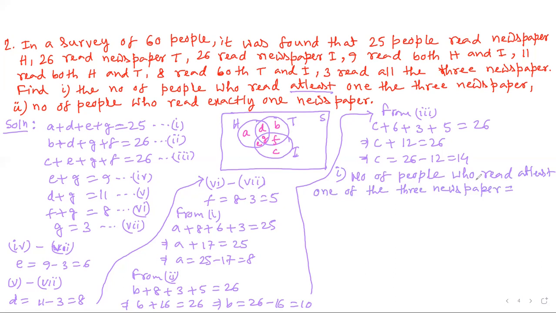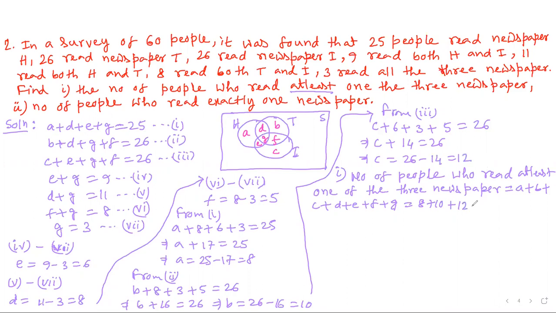So the number of people who read at least one of the three newspapers means you have to calculate H union T union I. That means A plus B plus C plus D plus E plus F plus G. Now put all the values. A is 8, B is 10, C is, just 1 minute, here one calculation mistake is there. 6 plus 3 plus 5 will be 14, and it will be C plus 14 equals 26. C equals 26 minus 14, that equals 12.